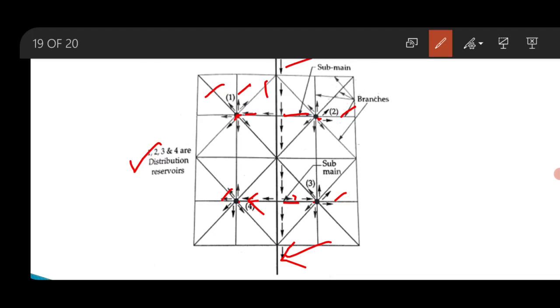So these are the branches and these are the submains. From the main, the water is carried through the submain pipe to the distribution reservoir, and then from the distribution reservoir through the branches it is supplied to the consumers. So this is all about the different layout systems.